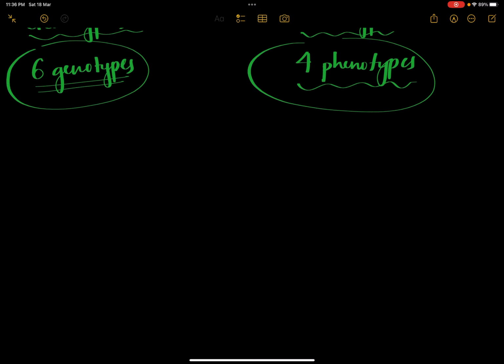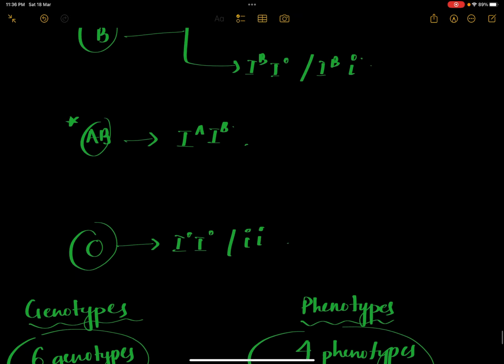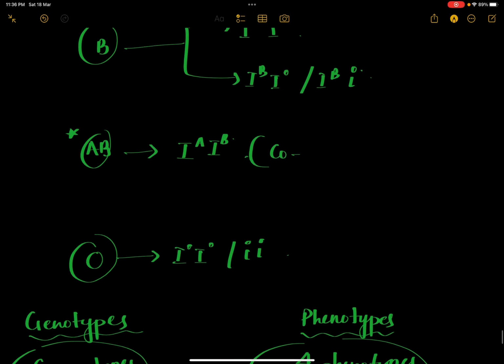I guess you can understand the codominance that was seen over here, where both the dominant alleles represented themselves, giving a specific kind of phenotype which was present in the AB blood type. I hope this much was clear, and I guess you understood that.